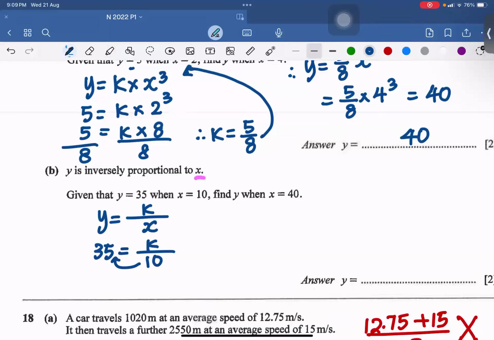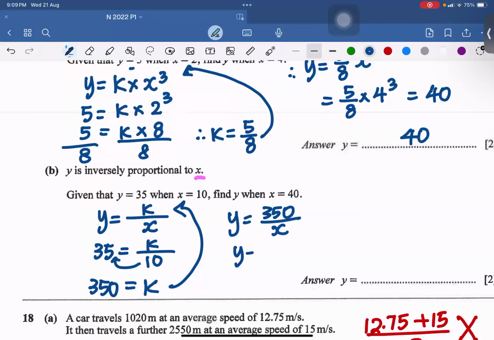How do I get rid of the 10? Times 10. Times 10, 350. Same thing, plug back your K inside the equation. Find the value of Y when x equals 40. Y equals 350 over 40. Nothing to simplify. 8 and 3/4, or 8.75. Both can. Answer. Is this okay?